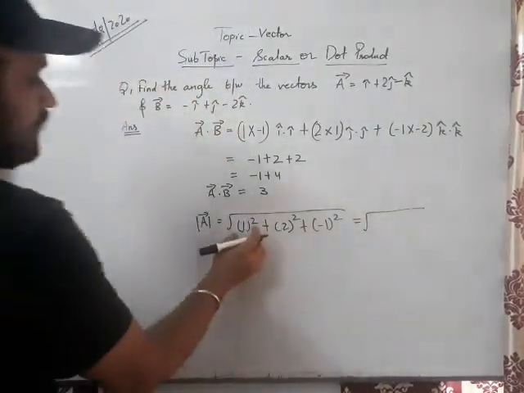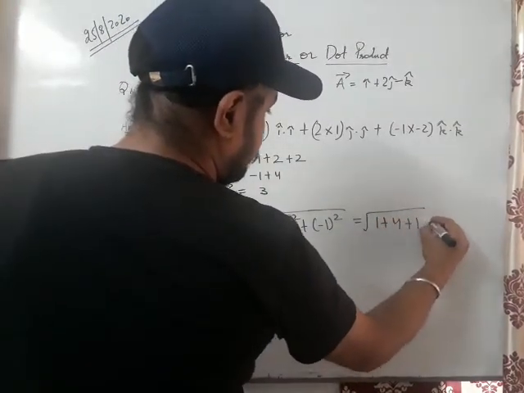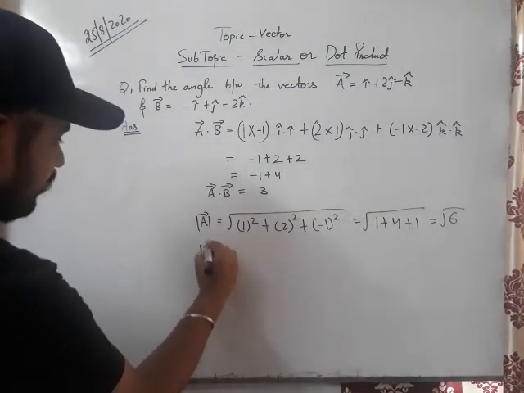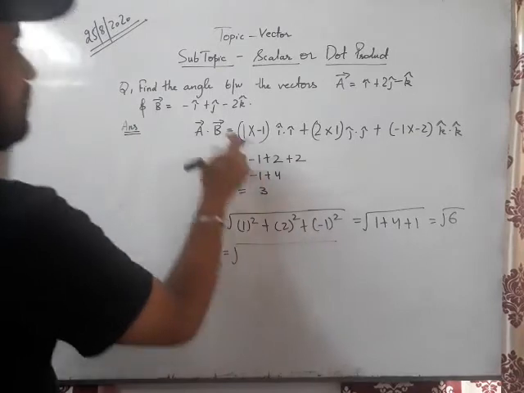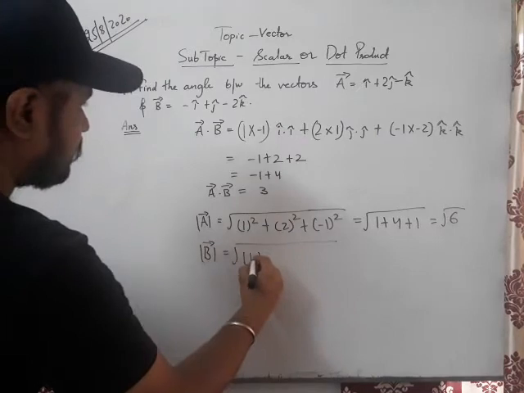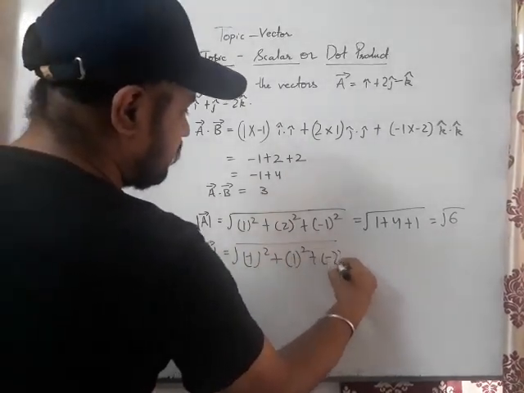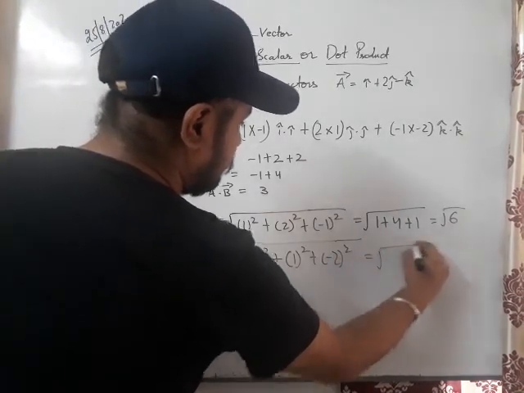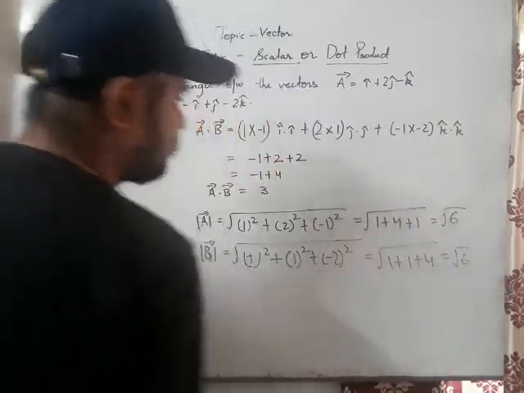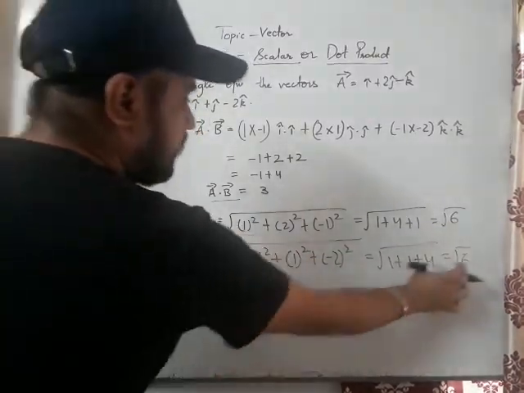So 1, 4 and 1, it will come out to be under root of 6. Similarly, we will be finding out the magnitude of B vector, that is given as minus 1 square plus 1 square plus minus 2 square. So it also comes out to be 1 plus 1 plus 4. It comes out to be under root of 6. So here A dot B is there and A vector modulus and B vector modulus is there.